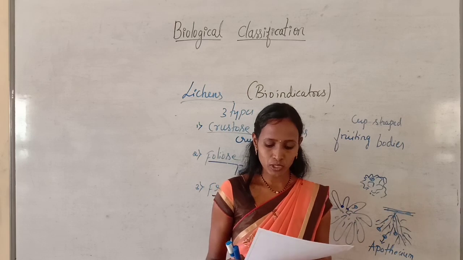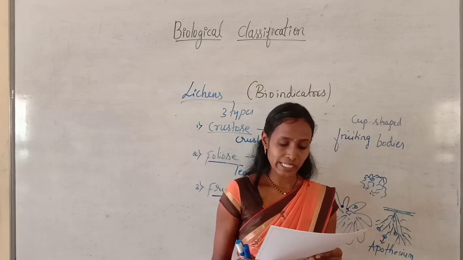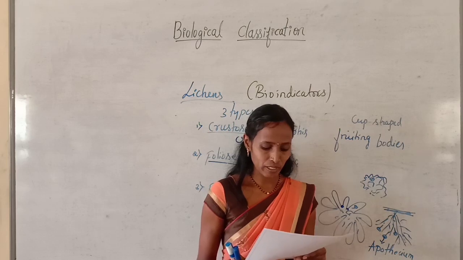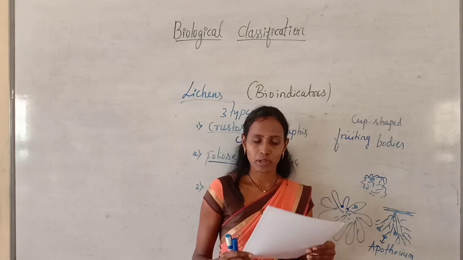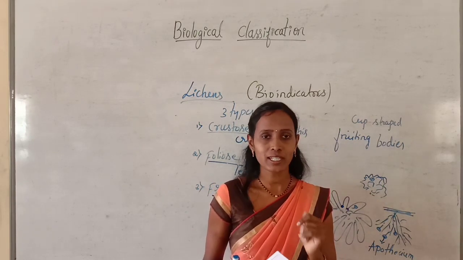Next question. Lichens are the symbiotic association between: option A, algae and bacteria; option B, bacteria and fungi; option C, algae and fungi; option D, fungus and root of higher plant. Option C is correct, algae and fungus, because lichens are always an association of algae and fungus.